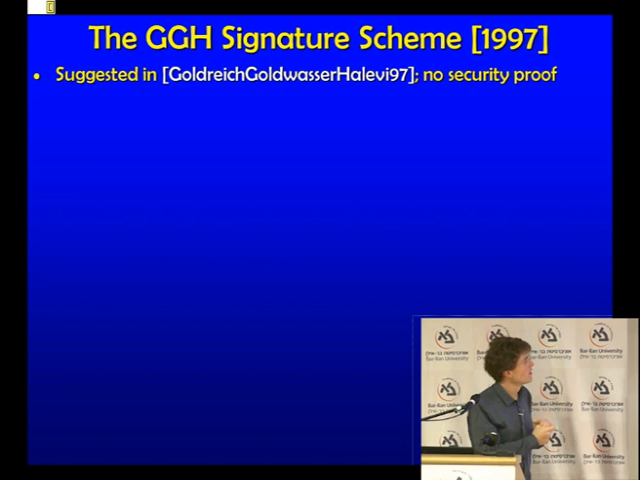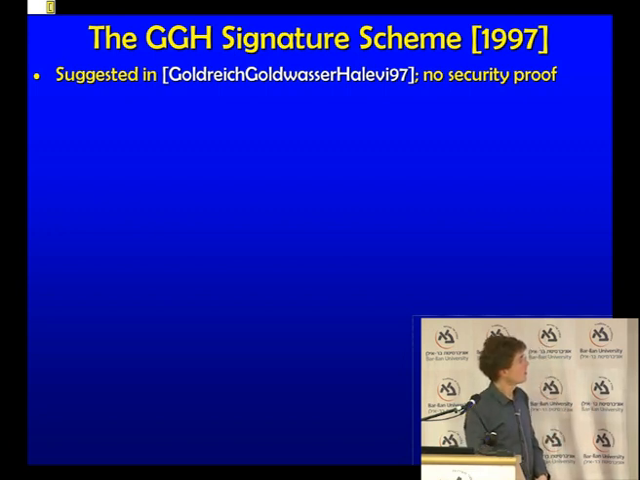And the idea is that CVP is hard if you don't have the right basis, but once you have the right basis, it's easy. That's what we saw before. If you have a good basis of a lattice, you can find nearby points. And this is what the idea was. Okay. It's a very nice idea, and here's how they suggested to use it.